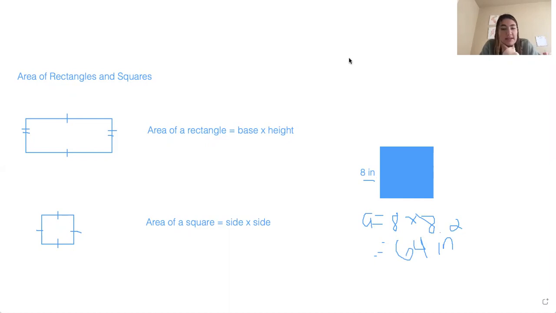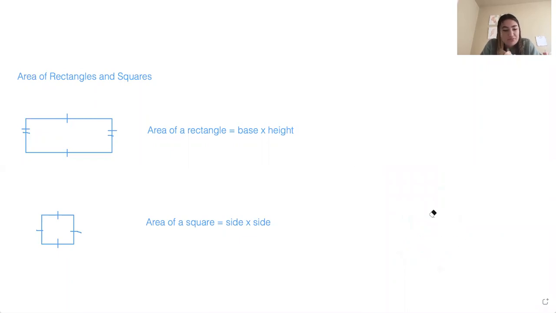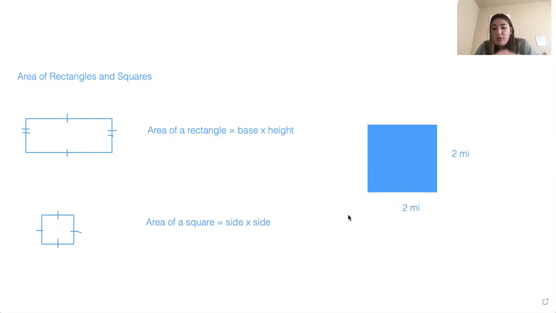Okay, we'll do one more example. So this is a little tricky, but not bad. If it gives us 2 miles and 2 miles, when they give us two different numbers, you would think it might be a rectangle, but because the two numbers are the same, you can still use the square.